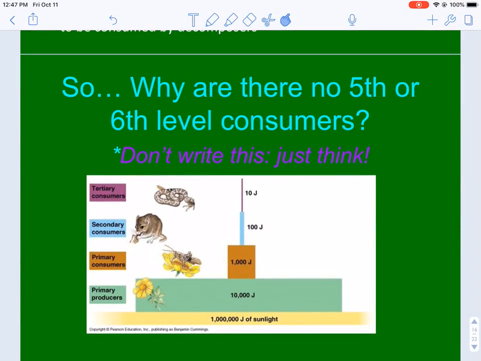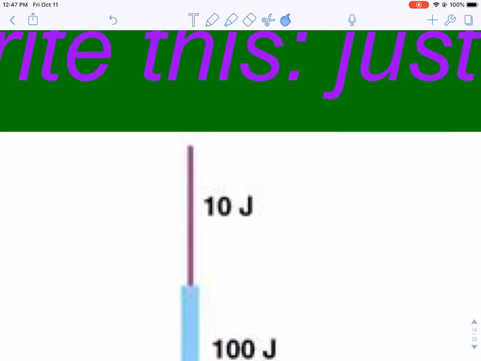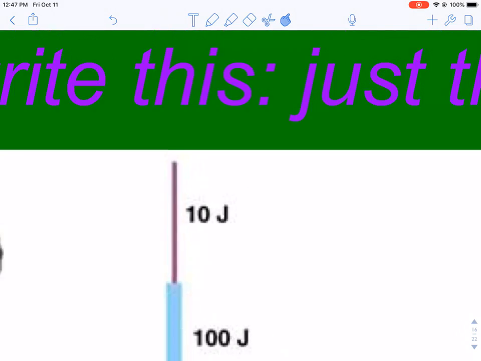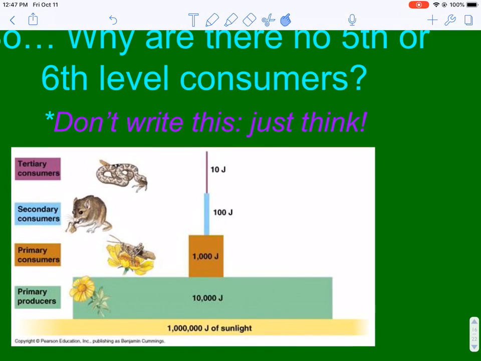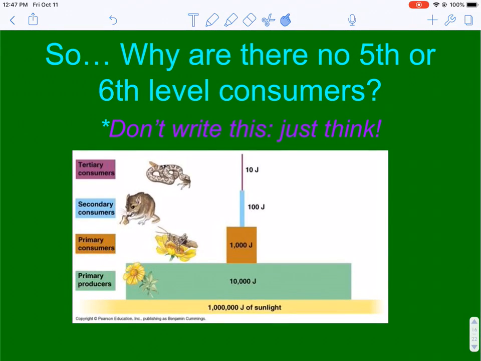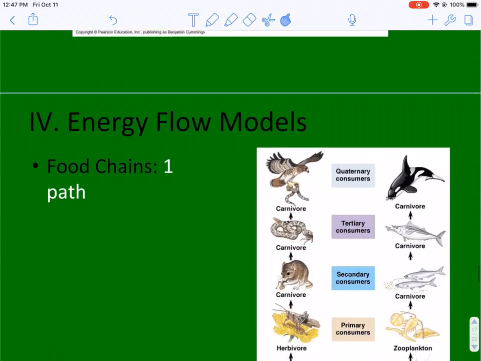So why are there no 5th or 6th level consumers? Well, there's not a lot of available energy. Look at that, 10. J is the unit of joules, or energy. And so if there's not a lot available, those organisms can't survive. That's why we don't see these mega predators, things that eat lions or whales or things like that.